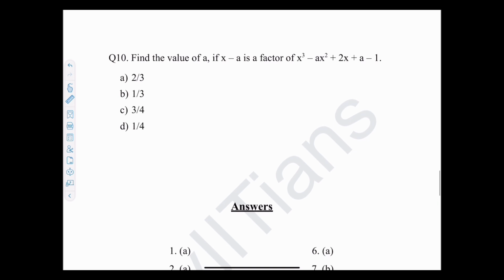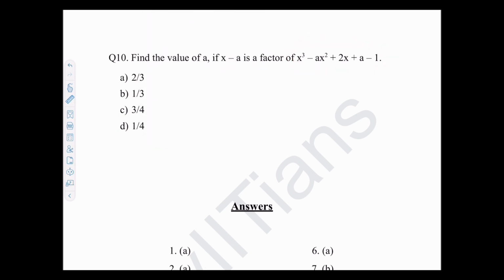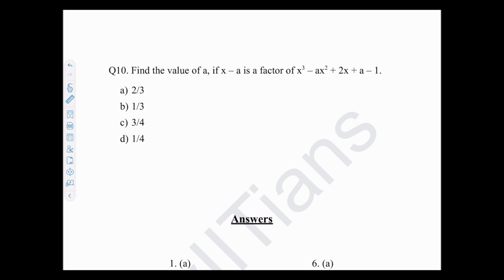To find out the value of A, if x minus A is a factor of this polynomial, if it's a factor, obviously we will be applying the remainder theorem and we will be seeing if the remainder is 0 or not. Okay, so again we will be doing the remainder theorem. Now who is the divisor over here? x minus A, isn't it? Now what is the root of this particular polynomial? Well, the root is A, isn't it?